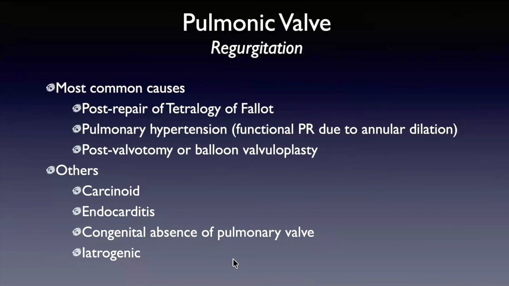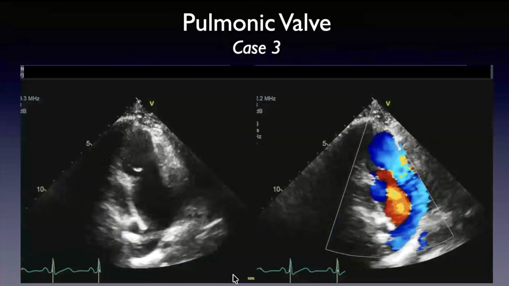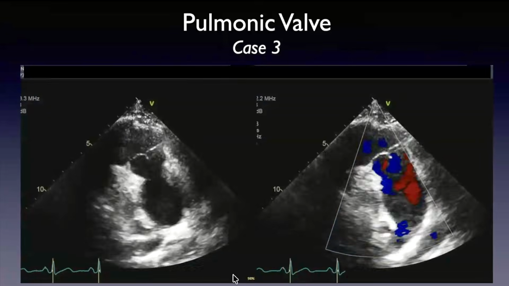And if you remember, I gave traumatic echo rounds years ago, and we had a case of a disrupted pulmonic valve after blunt chest trauma that I didn't put in, but you can see it. It's quite rare. Okay, so let's take a look at some cases.